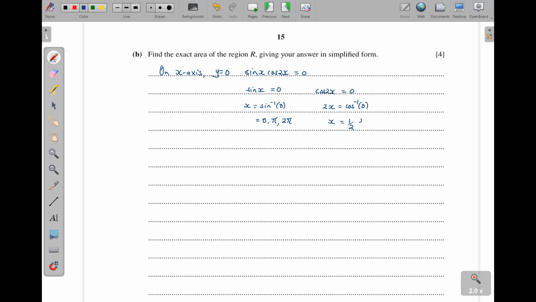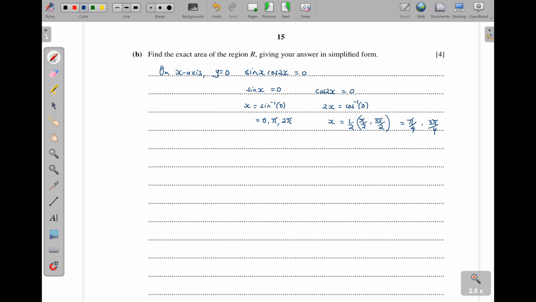So this is 90, okay? This has to be 90, and 270, so 3 pi over 2. These ones, they give you their cosine as 0. So meaning x here can be equal to pi over 4 or 3 pi over 4, okay?